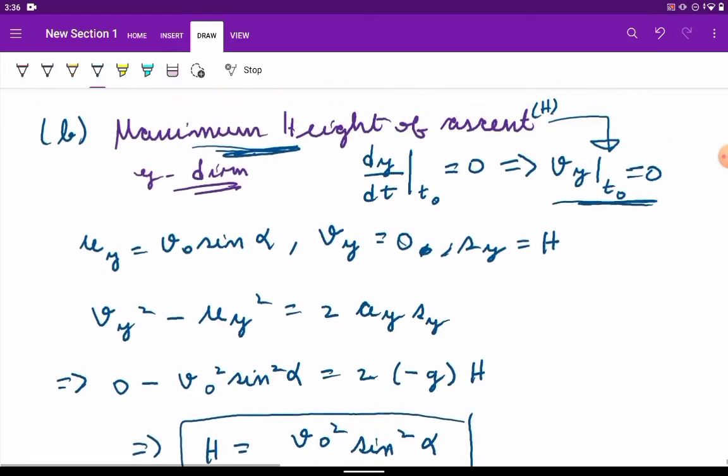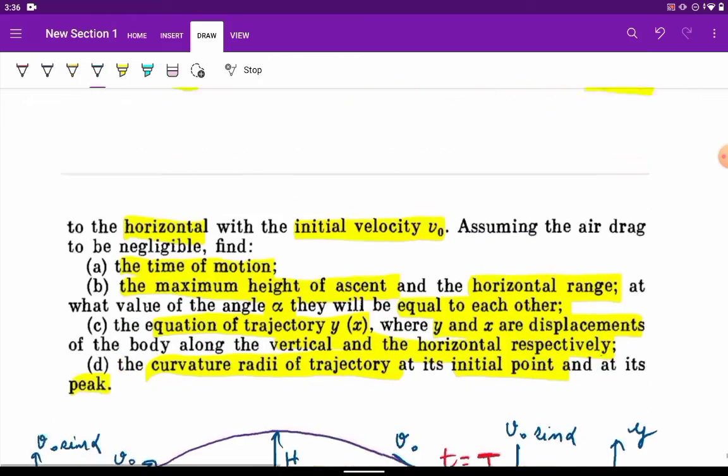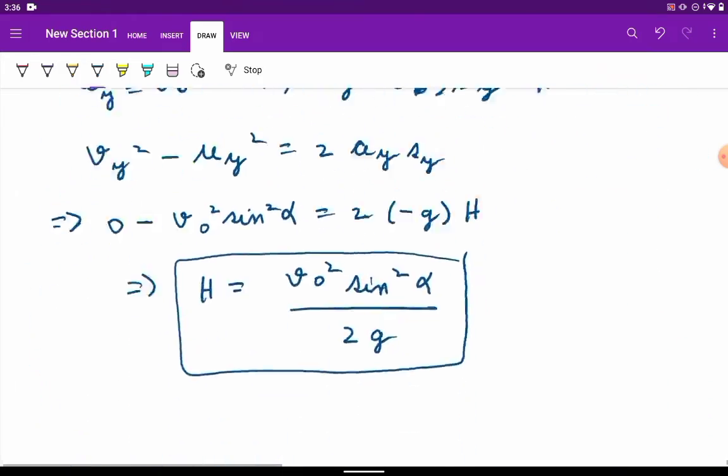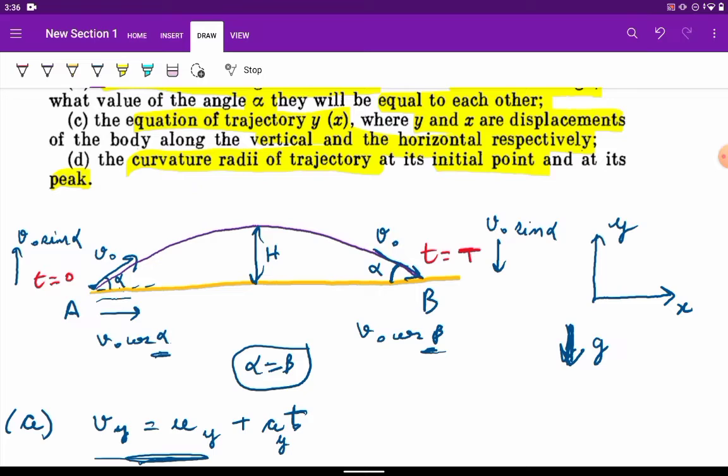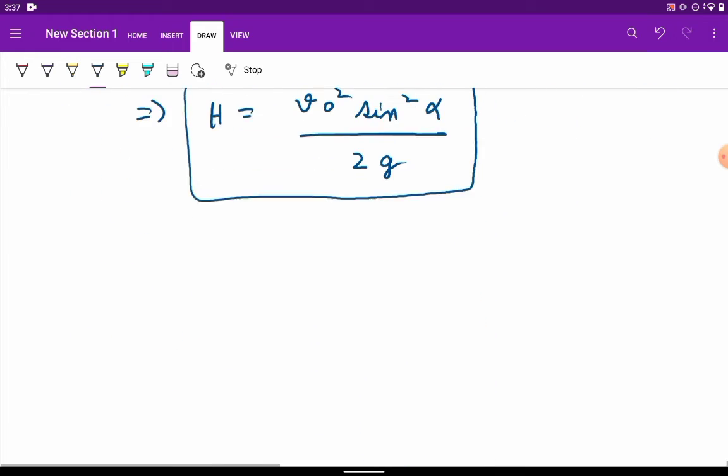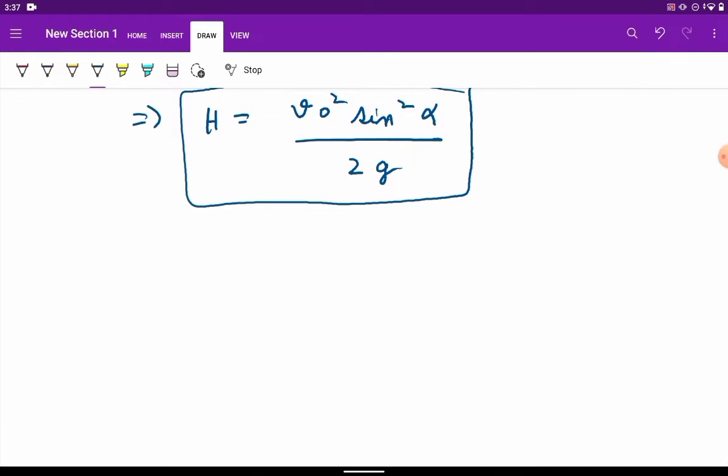Okay. Now what we need to find is the horizontal range, right? So the horizontal range, AB, will be represented by, say, I don't know, if we don't want to represent it by R because it might be confused with the radius of curvature of the trajectory, let's represent it by capital X, right? No confusion. So you want to find capital X, right?